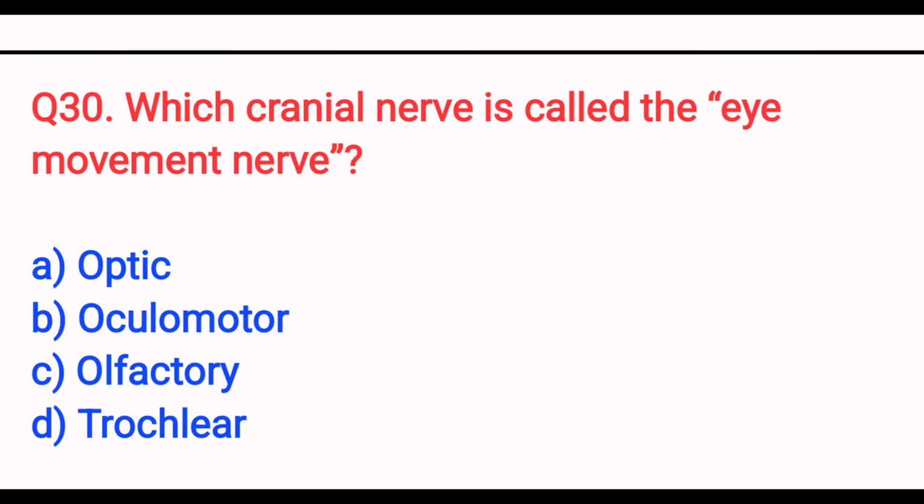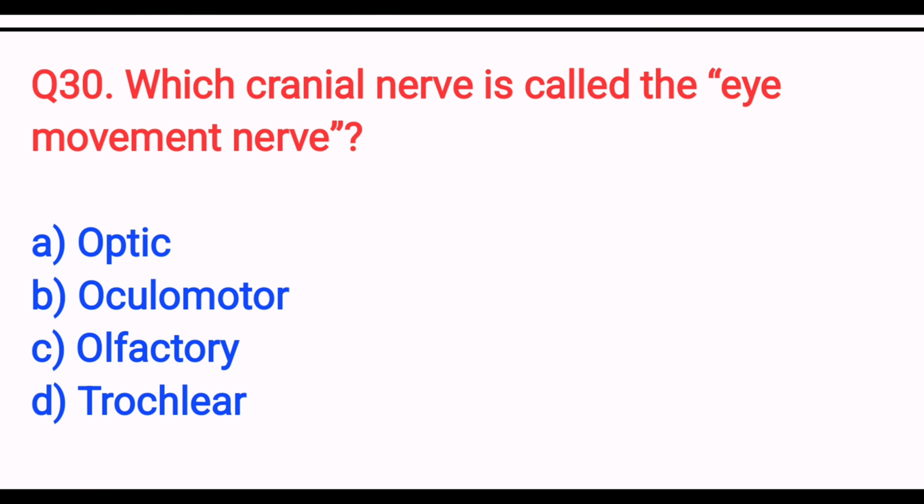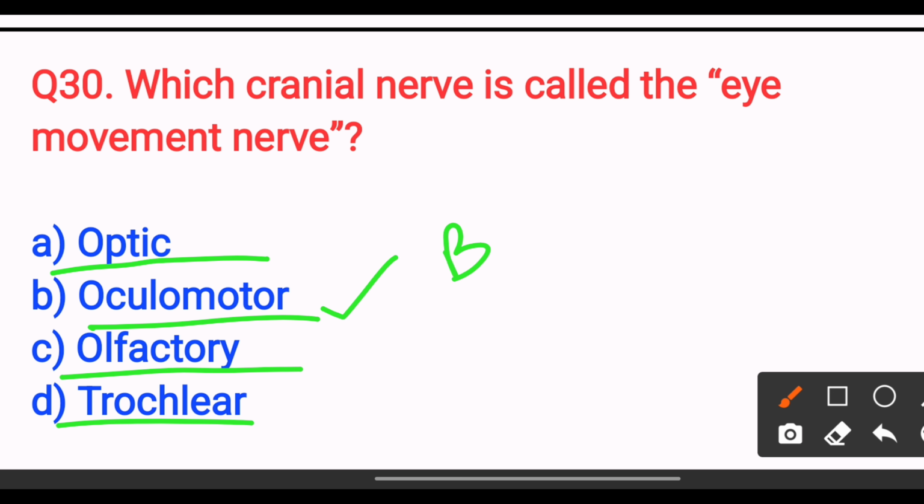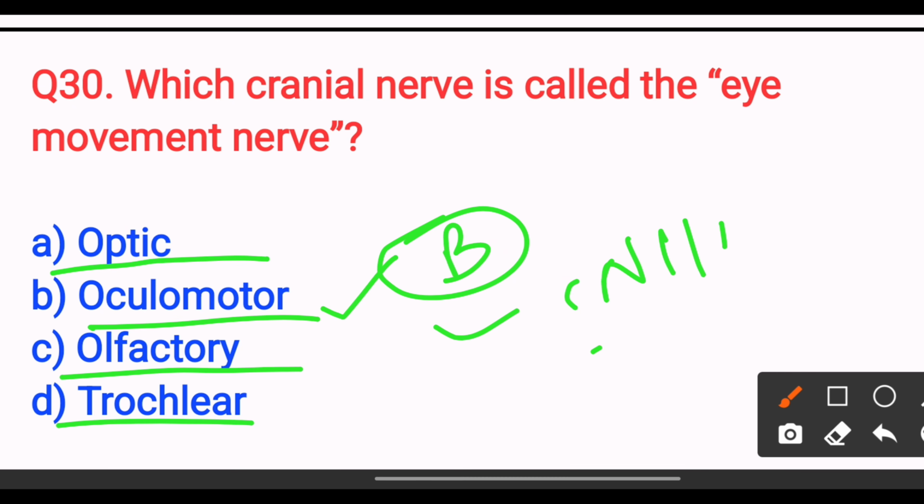Next, which cranial nerve is called the eye movement nerve? Option A, optic. Option B, oculomotor. Option C, olfactory. Option D, trochlear. The answer is option B, oculomotor. Oculomotor cranial nerve, the third, controls most eye movements, pupil constriction and eyelid elevation. So the answer is option B.